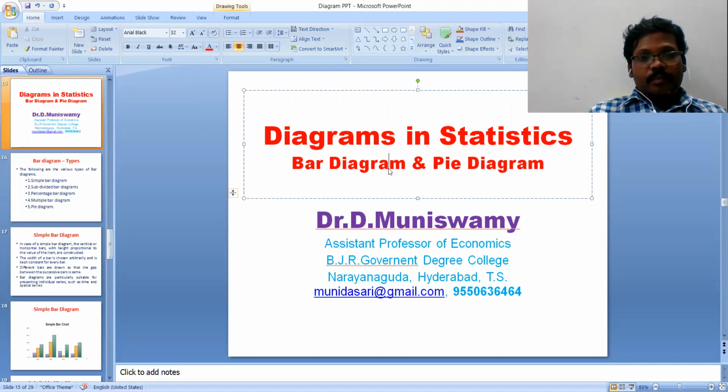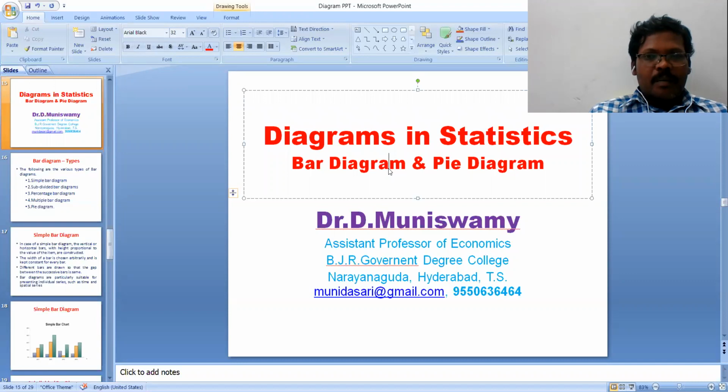already I discussed in the previous video class what a diagram is, what the differences between a diagram and a graph are, what the advantages of diagrams are, some limitations of diagrams, and types of diagrams like histogram, frequency polygon, and ogive curve. All these things we already discussed.